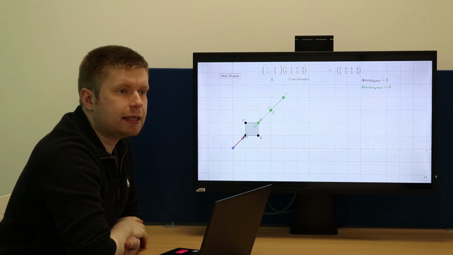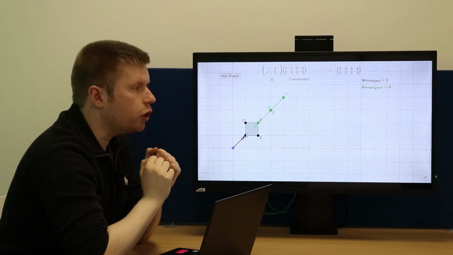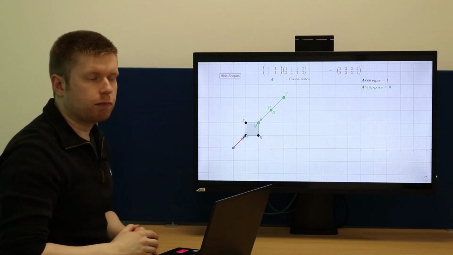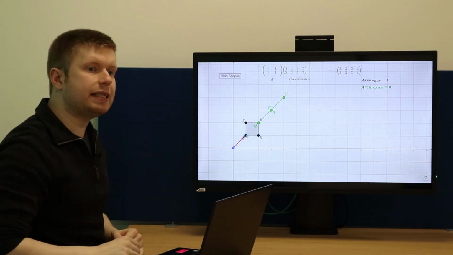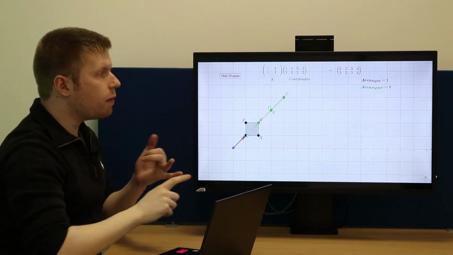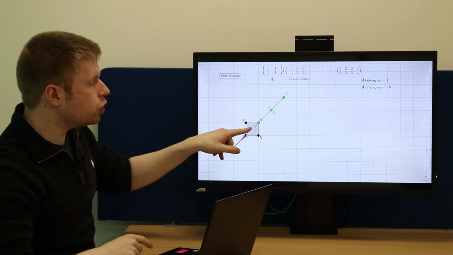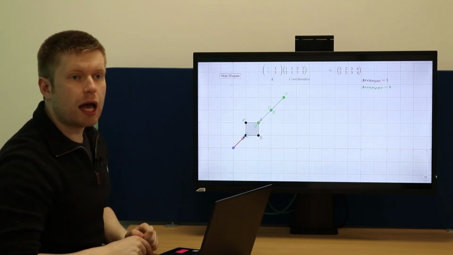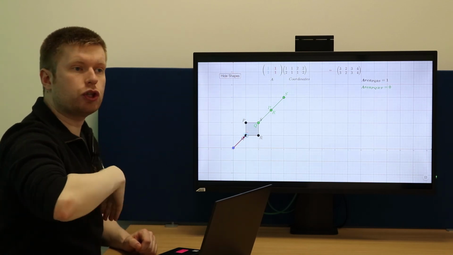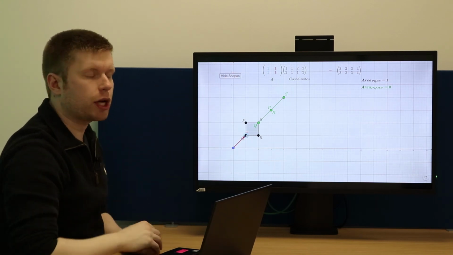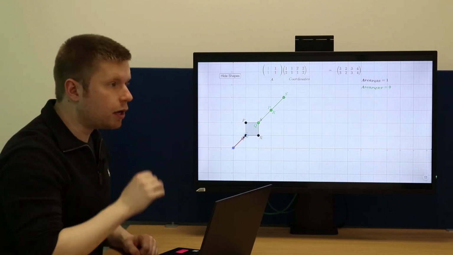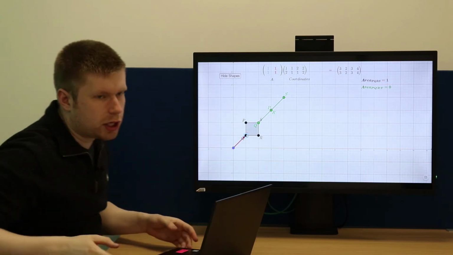So 3 key ideas. A determinant tells you how many times bigger your new shape is compared to your old shape. If your determinant is negative, it just means that there's been a reflection which has happened as well. If your determinant is 0, it just means that your new shape is just a straight line. And if you have a non-zero determinant, an inverse matrix will take you from your new shape back to your old shape. If your determinant is 0, it just means there's no way of getting back. Is that okay?